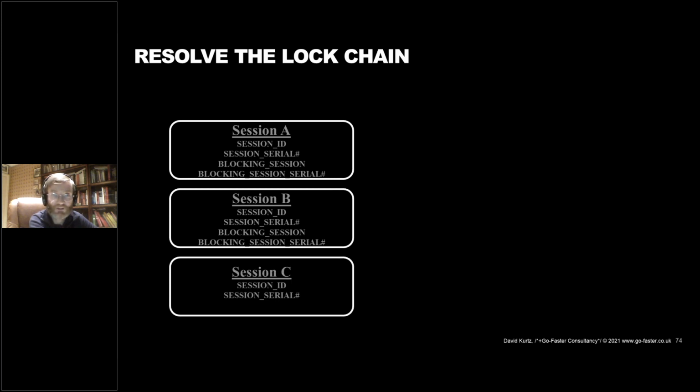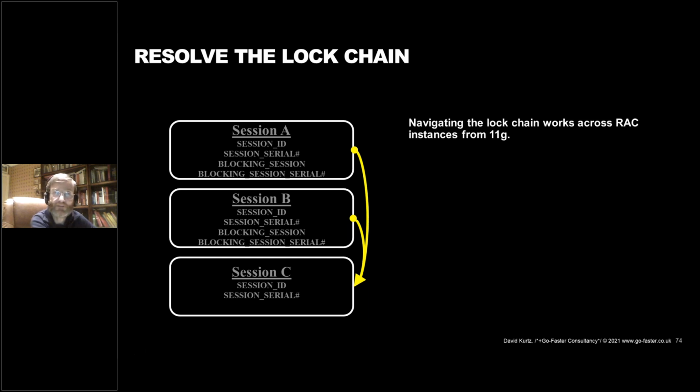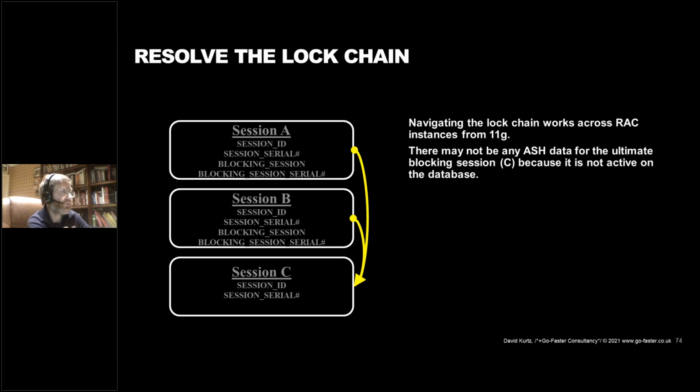I've got 3 sessions. So session A is blocked by session B, and session B is blocked by session C. But really, session A is blocked ultimately by session C. So what I do is I update the lock chain on session A to say that actually it's blocked by session C. And I do that in my own temporary table by navigating this lock chain. And again, since 11g, it works across RAC instances. Although you have to be a little bit careful, you may find there will not be an ultimate blocking session because the session isn't active. It could be that what is blocking the database is a client session that's waiting for something outside the database. It's idle on the database. That's very frequently a problem.